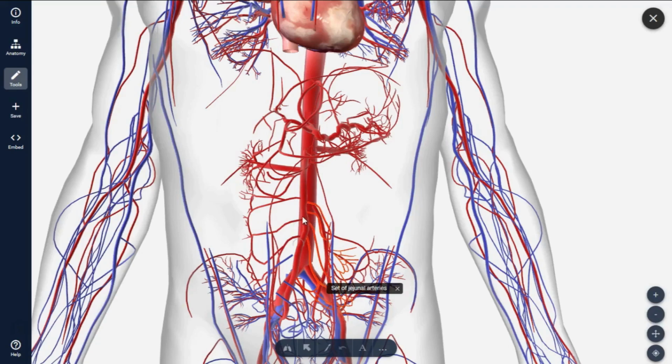Now, if we see this right margin, which is concave, here we will be having three important branches arising. So we will be having the first branch called inferior pancreatico-duodenal artery.